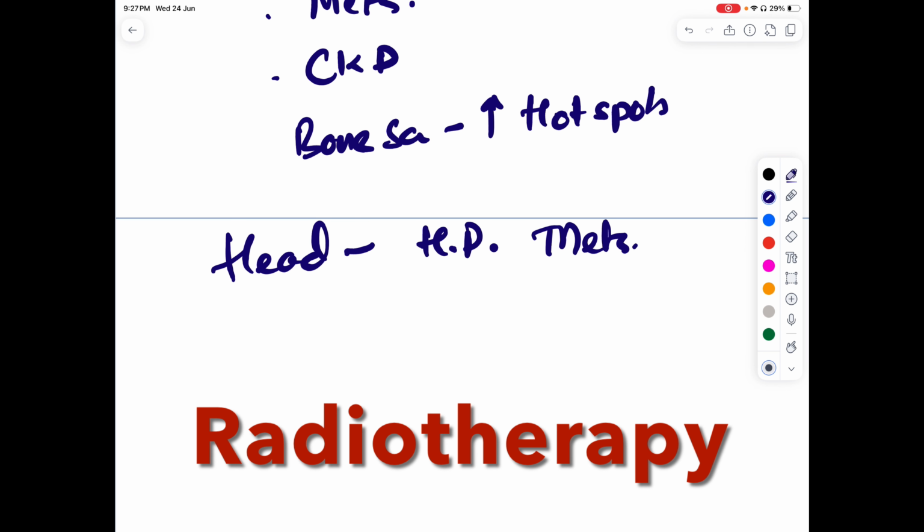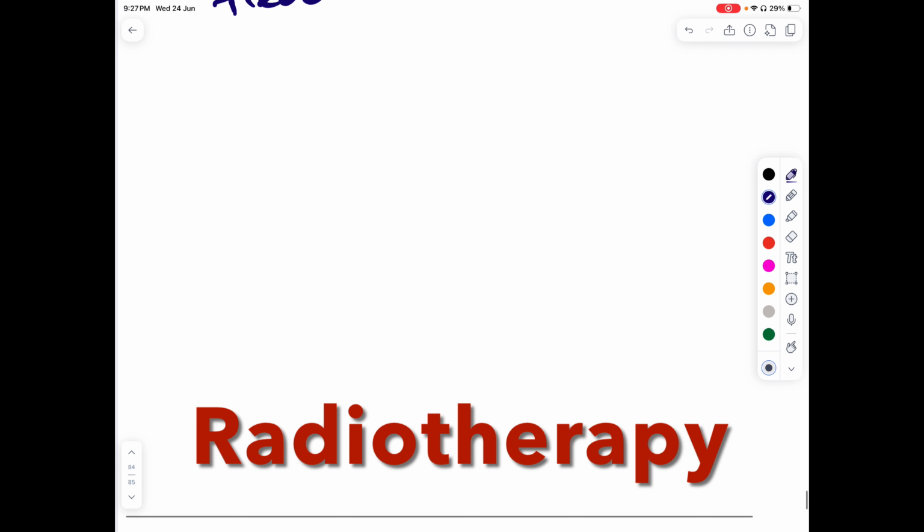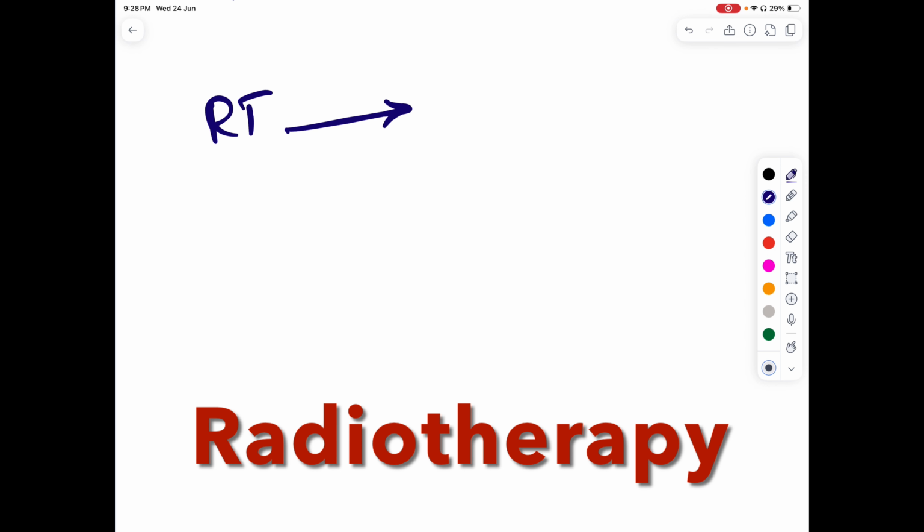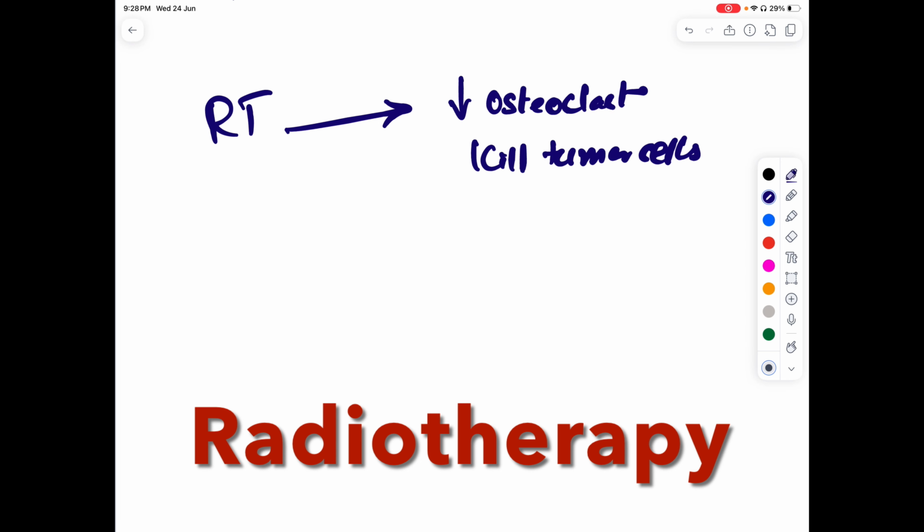Mechanism of action of radiotherapy. How does radiotherapy act? Radiotherapy diminishes osteoclast activation and kills tumor cells by damaging DNA. Direct damage to DNA causes cell death, and indirect formation of free radicals also causes cell death. What is the function of radiotherapy apart from killing cancer cells? Reduction of tumor volume. It reduces pain and reduces the volume of the tumor.